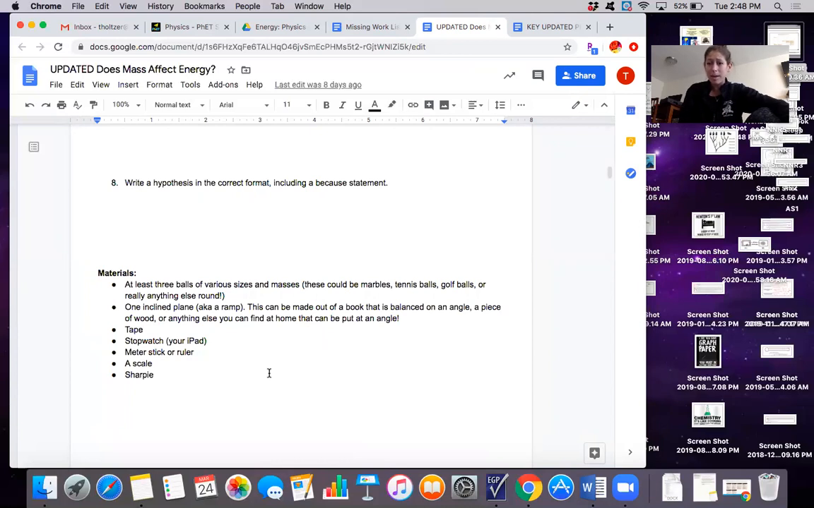The next is you want to make an inclined plane, a ramp, anything that's slanted. So I luckily have a piece of wood in my house that I'm not using that I'm going to show you I turned into a ramp. But you could use a book, like a long book, and just turn it into a ramp, really whatever you have. You need some tape. You need a stopwatch, which you have on your iPad. You need a meter stick or a ruler.